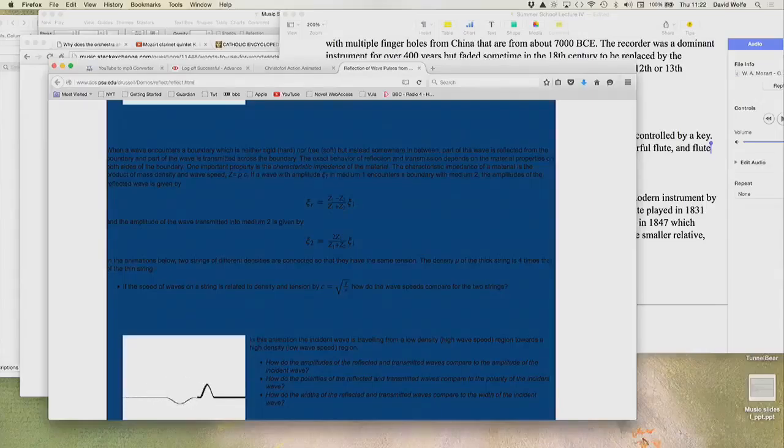One of the best books I read on woodwinds is by a man named Anthony Baines, called Woodwind Instruments and Their History. And it's hard. It took me a while to understand it, but I copied the following paragraph from it.